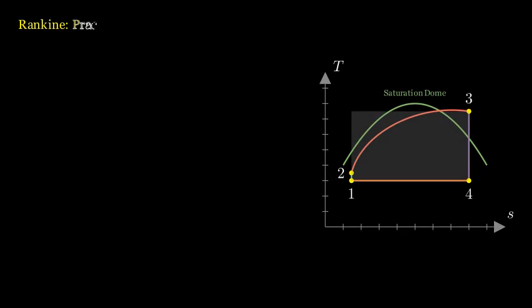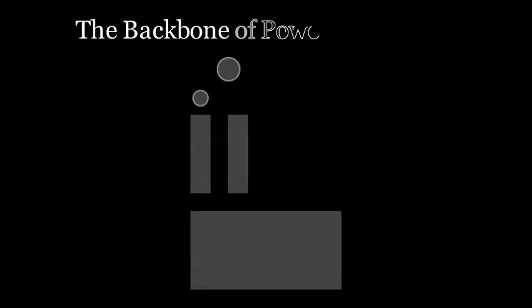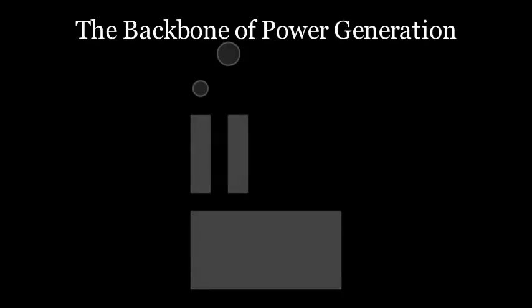Comparing the Rankine cycle to the Carnot cycle, the Rankine cycle typically has lower theoretical efficiency, but is practically achievable. The Rankine cycle is the foundation of almost all thermal power plants today, powering our homes and industries by harnessing the simple yet powerful phase change of water.